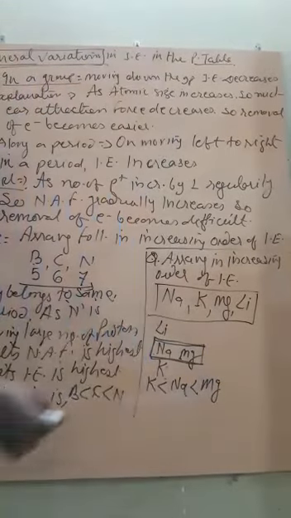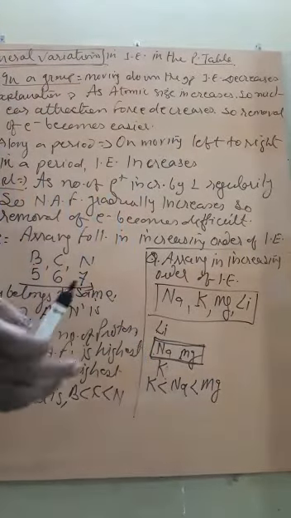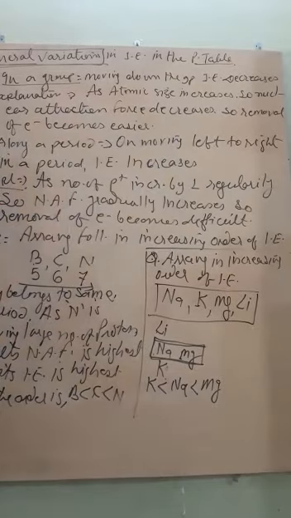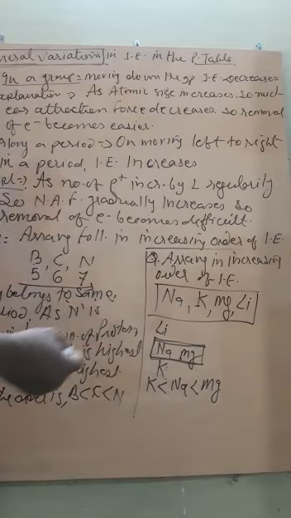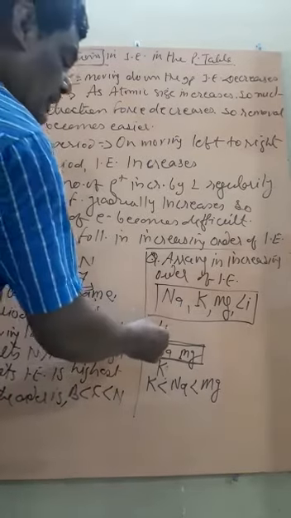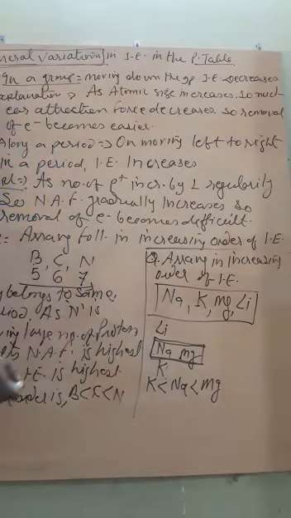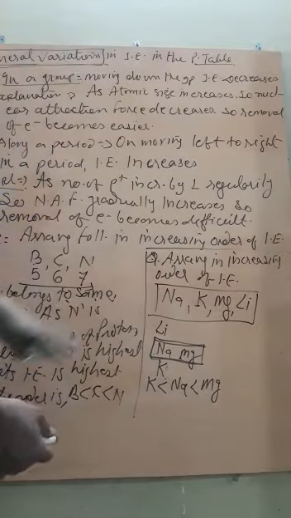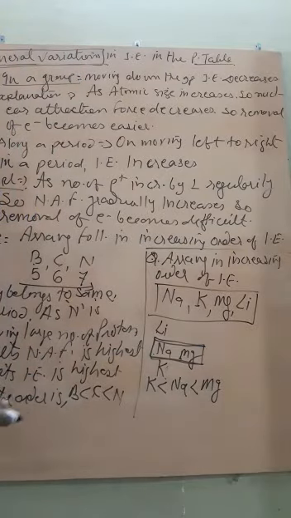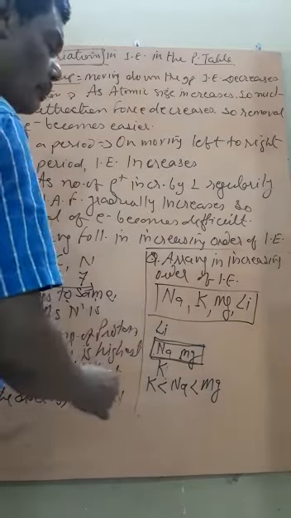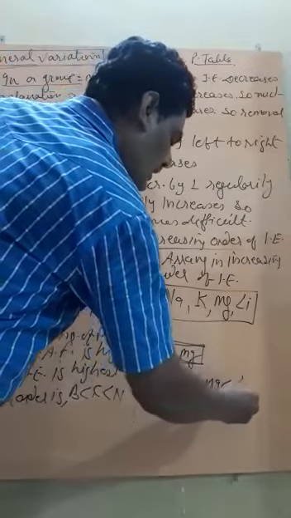And now lithium has only two shells, and having only two shells, the nuclear attraction force is strongest and it is present at the top of the group, and we know that along the group ionization enthalpy decreases, but it is present at the topmost, therefore the ionization enthalpy of lithium will be the highest.